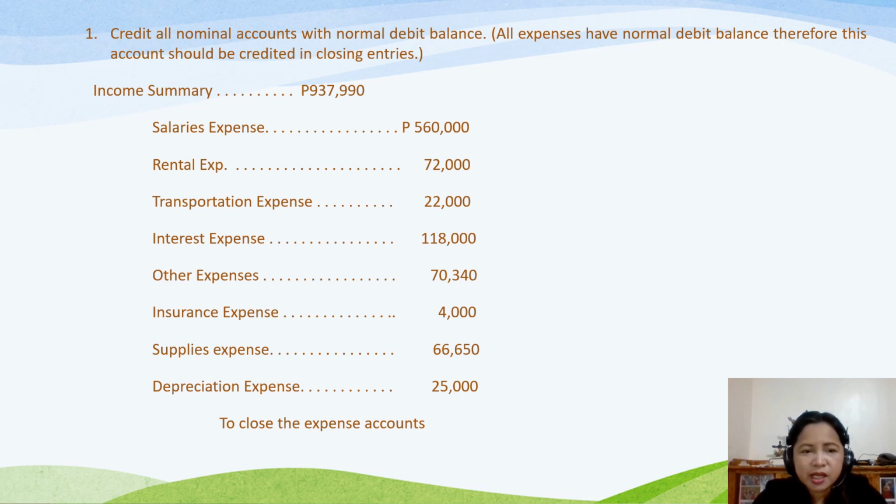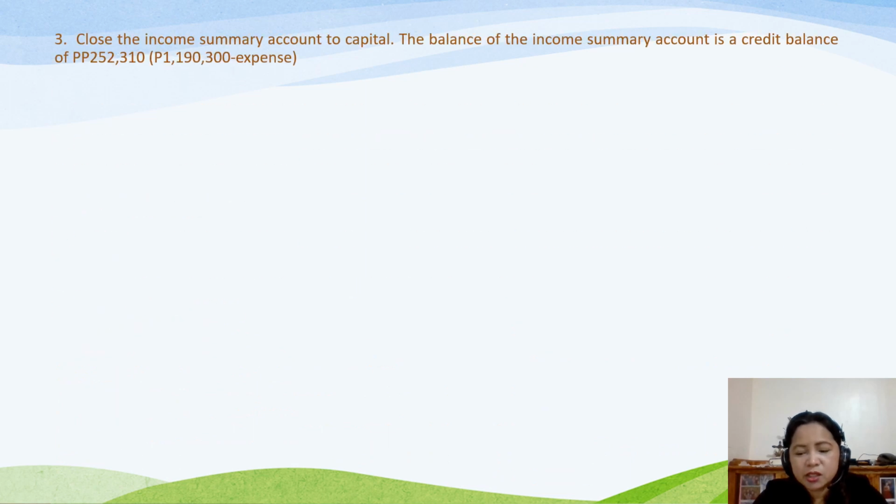So income summary a while ago has a credit of 1,190,300. So 1,190,300 minus 937,990, income summary has a credit balance of 252,310. So to close income summary is to debit income summary and then credit Charisma Capital. So please take note that the 252,310 is net income because total income is higher than total expenses.